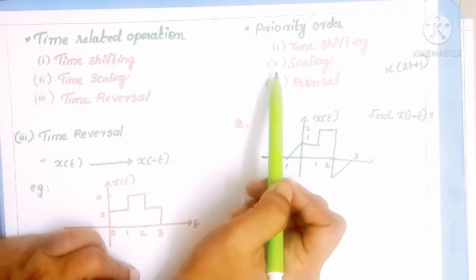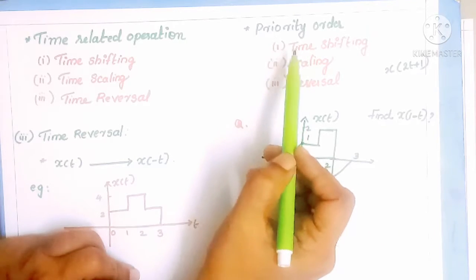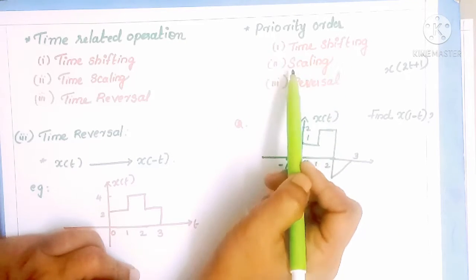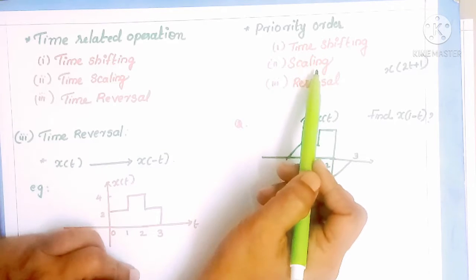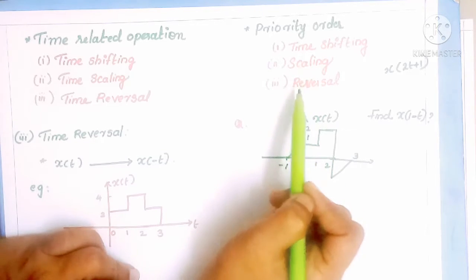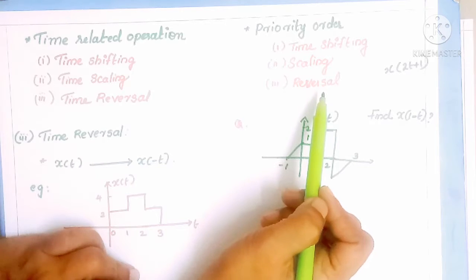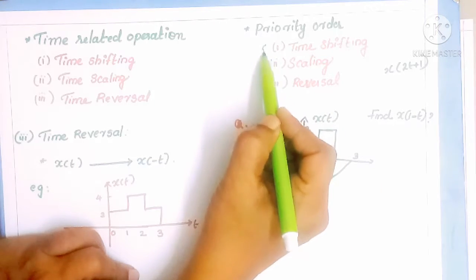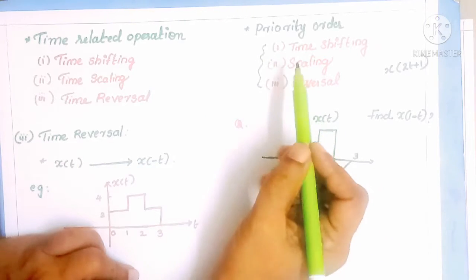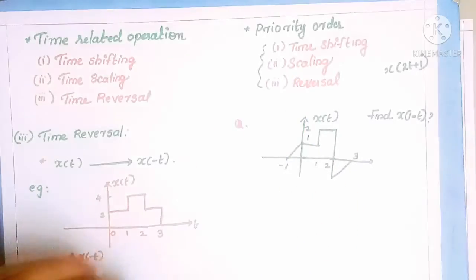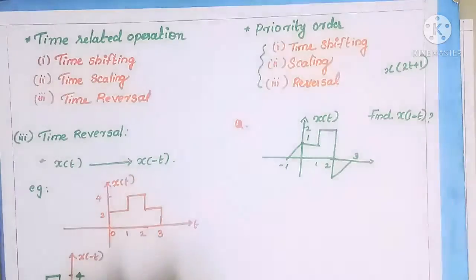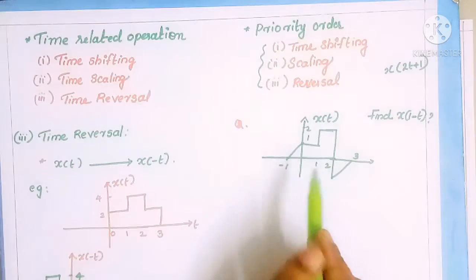Then what is the priority of operation? First we should perform time shifting. After time shifting we should perform the scaling operation. After the scaling operation we should perform the reversal operation. This is the order of time related operations. Okay, so next let's move to some problems.